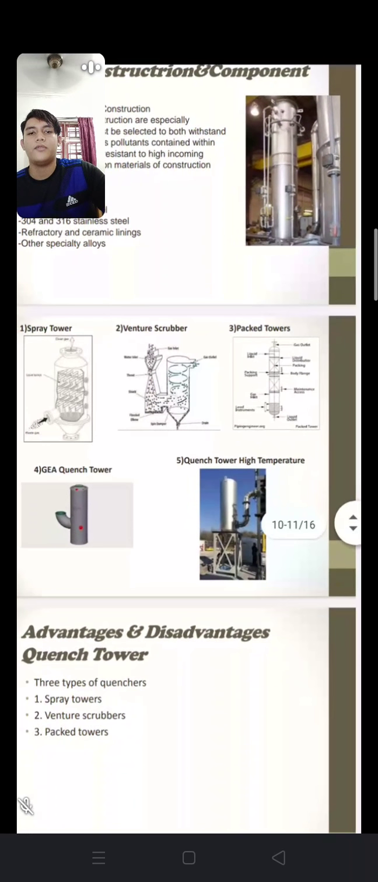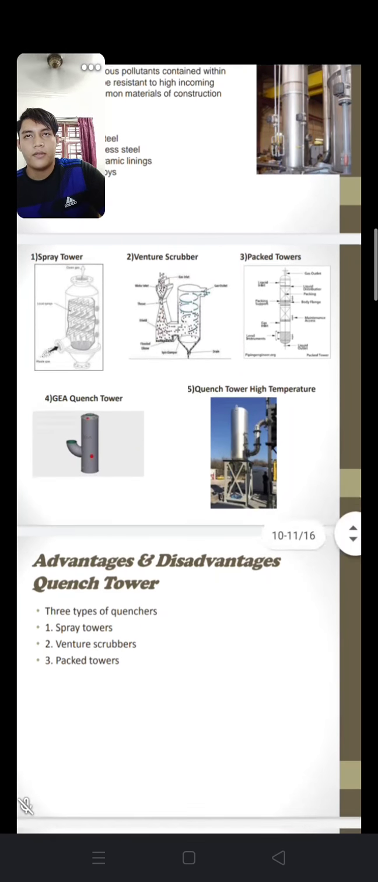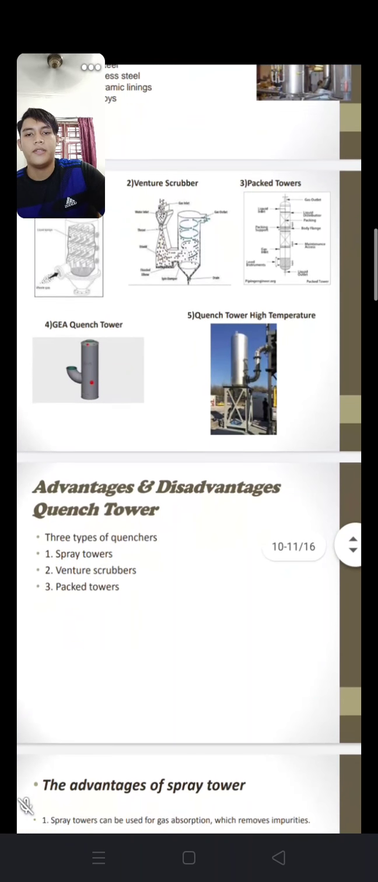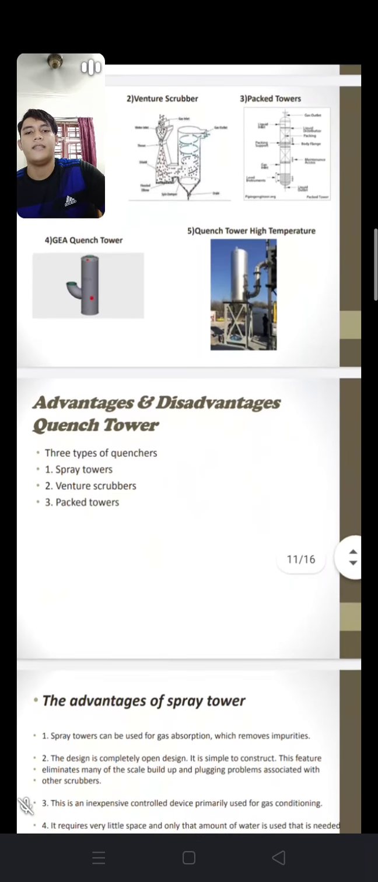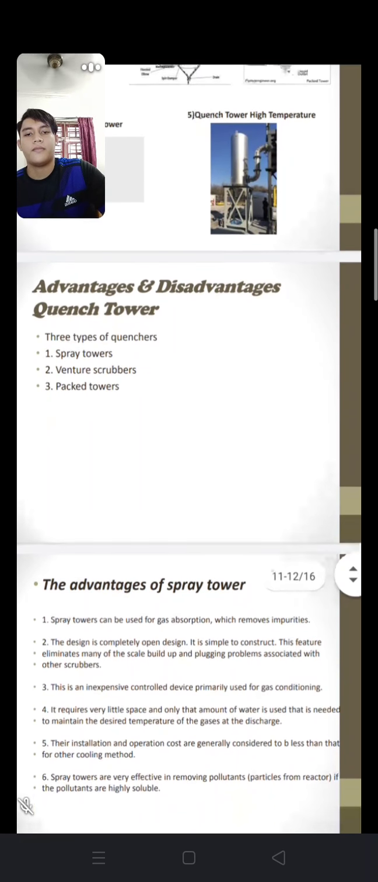Sebenarnya saya akan menunjukkan jenis-jenis quench tower. Yang pertama adalah spray tower, kedua venturi scrubber, ketiga pack tower, keempat GA quench tower dan quench tower high temperature. Seterusnya, saya akan menceritakan tentang advantage and disadvantage of quench tower. Saya memilih 3 jenis quench tower, iaitu spray towers, venturi scrubbers and pack towers.